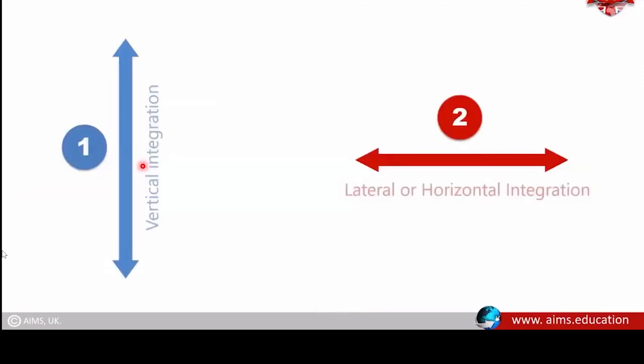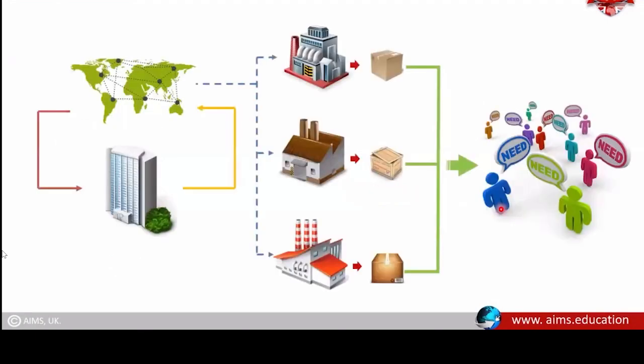Then we have two types of supply chain. One is vertical integration, and the other one is a lateral or horizontal integration in supply chain management. Okay, so first is a vertical supply chain management system. So one example of this vertical supply chain management system is the Logistic group of company, kung aware kayo sa kanya.